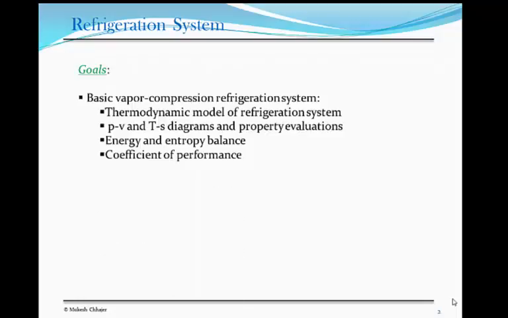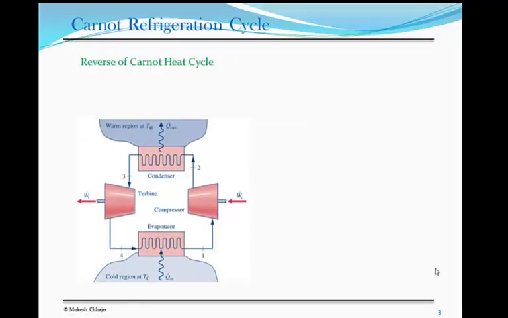So it's a very similar analysis to what we did for gas power systems, and you recall from an earlier chapter, chapter 2, that a refrigeration or heat pump cycle is basically the reverse of a power cycle. So it has the same components, but it works in the opposite direction. A Carnot refrigeration cycle is exactly the reverse of a Carnot heat cycle. So again, it has the same four components: a turbine, a compressor, and the two heat exchangers.